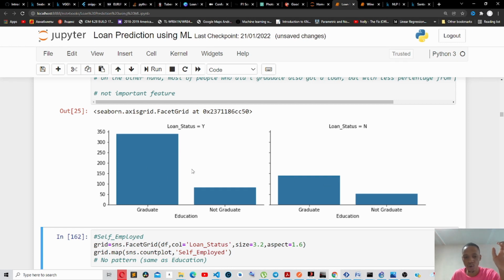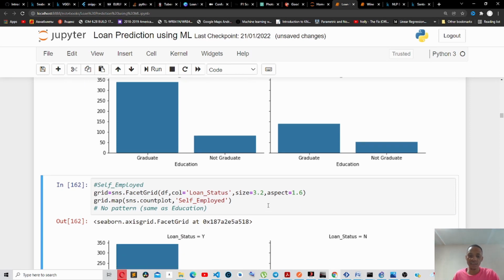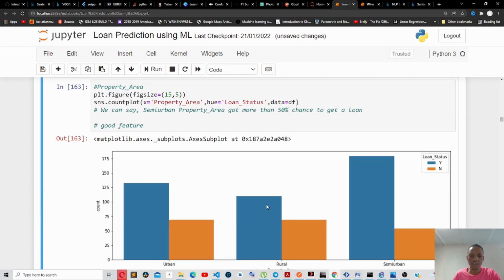A graduate is more likely to get a loan than a person who is not a graduate. At the same time, a graduate is more likely to be declined a loan than a person who is not a graduate, right?